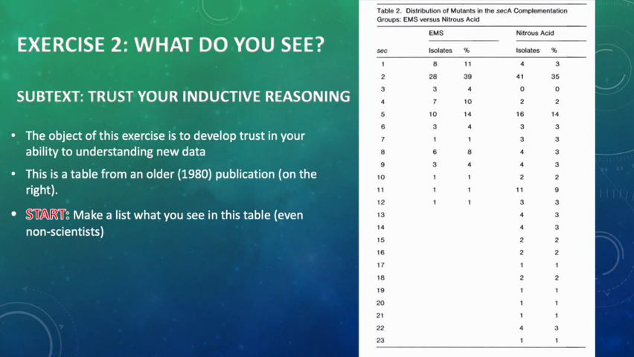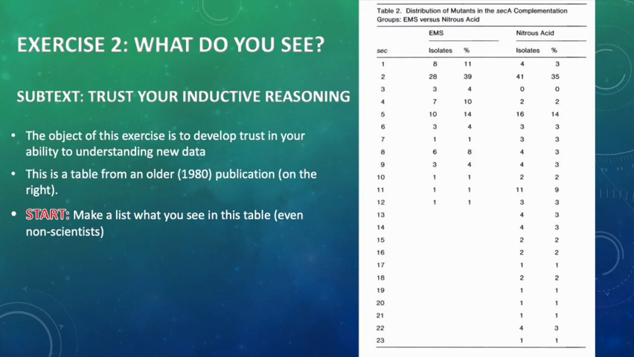Exercise two is, what do you see? And that is to trust your path to bringing in new data. Okay. And trusting your inductive reasoning.